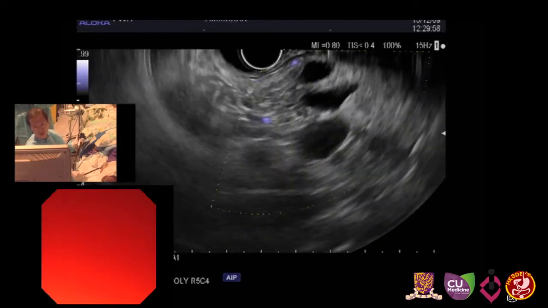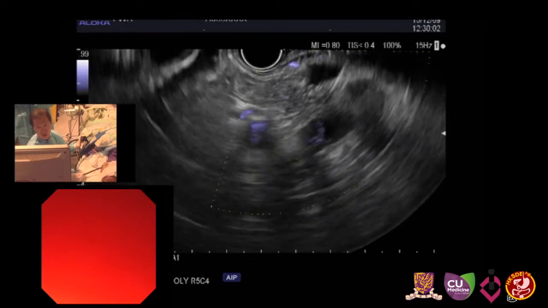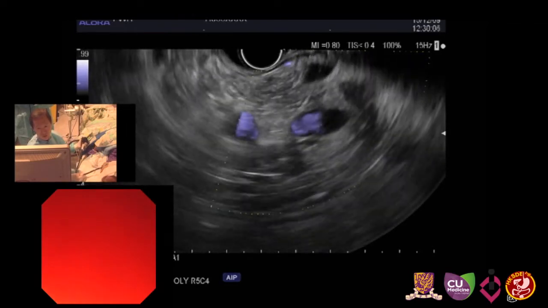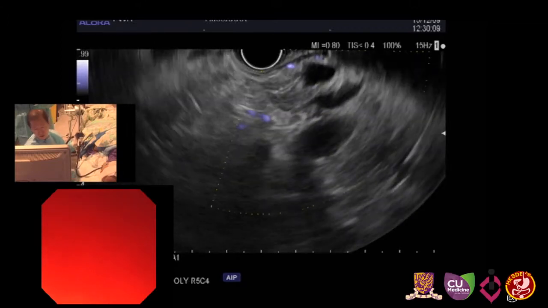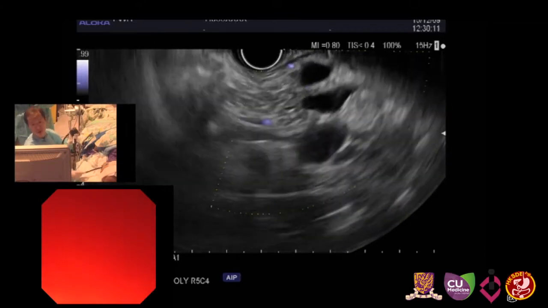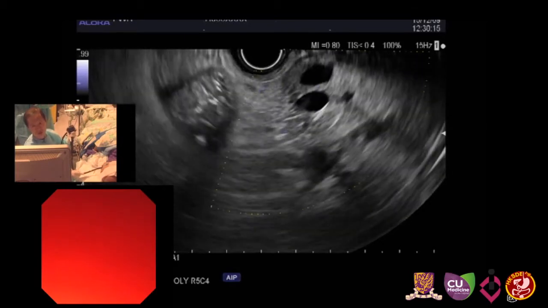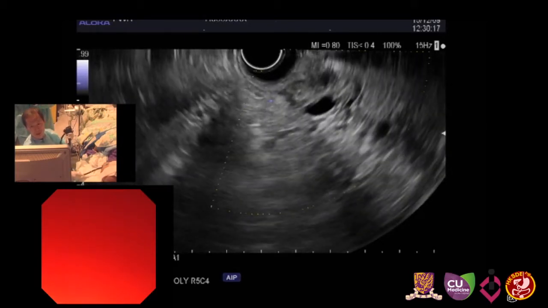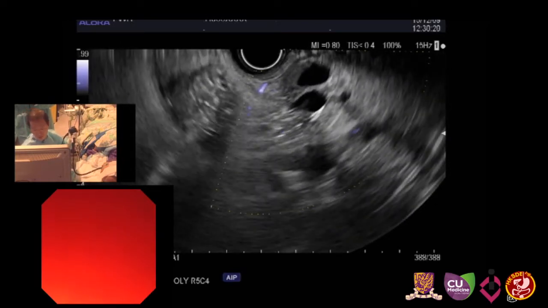So from here, if I rotate counterclockwise, then we can evaluate the proximal part of the bile duct. But if I rotate clockwise, then we will reach the down ampullary area. So I will try to trace the ampullary area. Now the lesion becomes a little more distinct. This is a distal part of the CBD. Start from here, distal part of pancreatic duct.